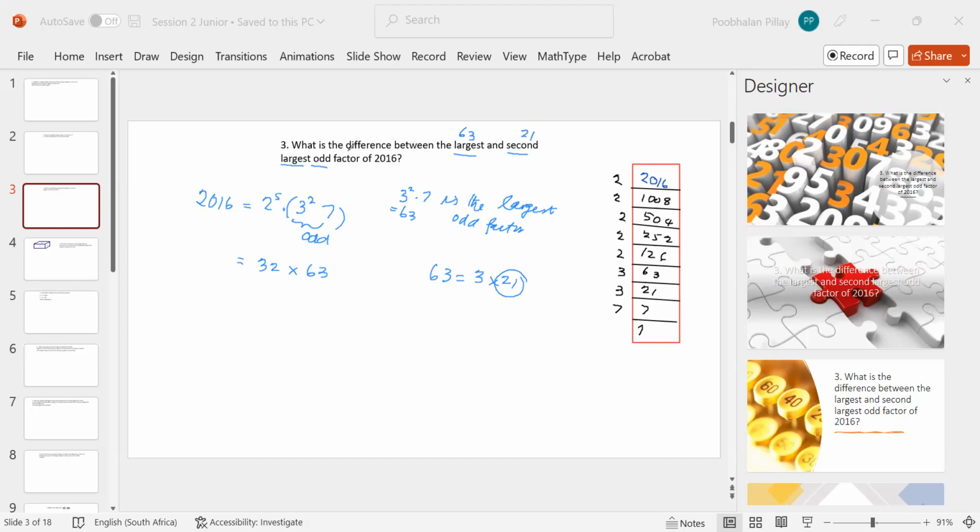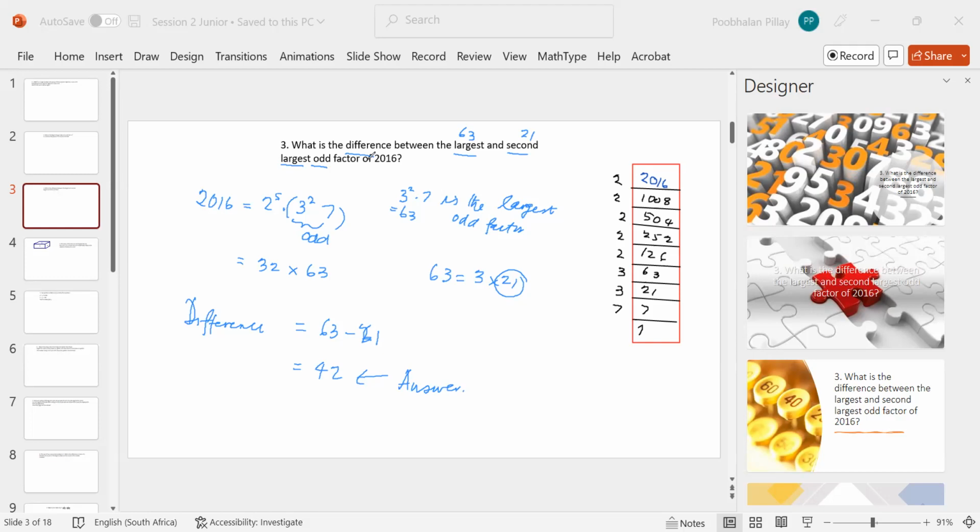And the question is, what is the difference between these two? So it's the difference between the largest and the second largest. I'm sorry, it's 21. And that gives you the answer of 42.